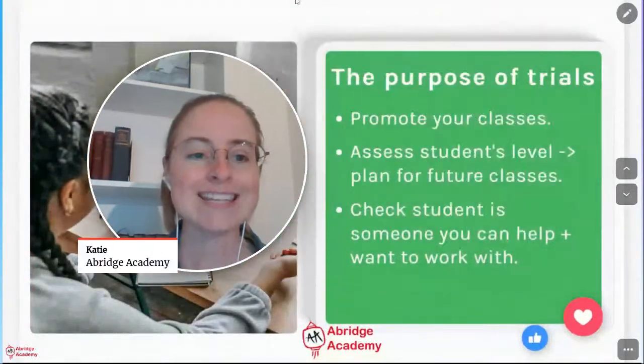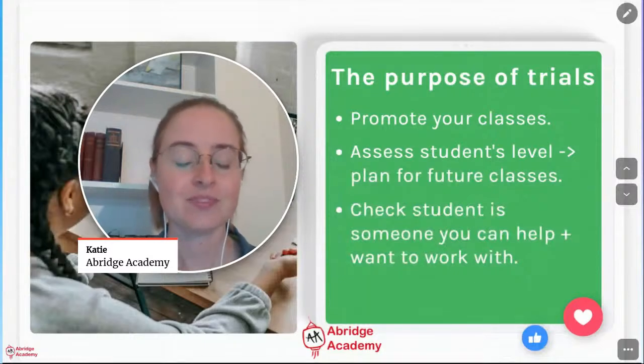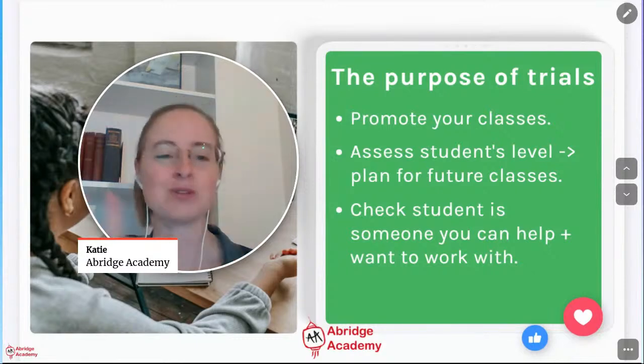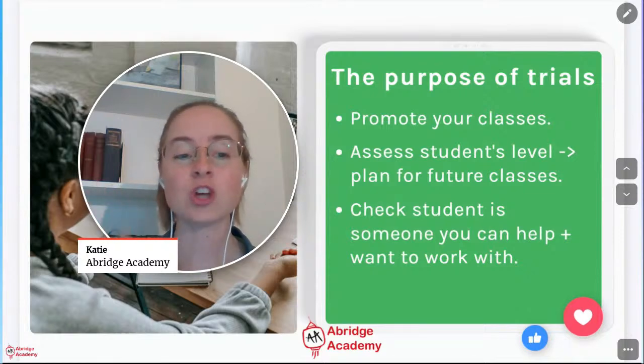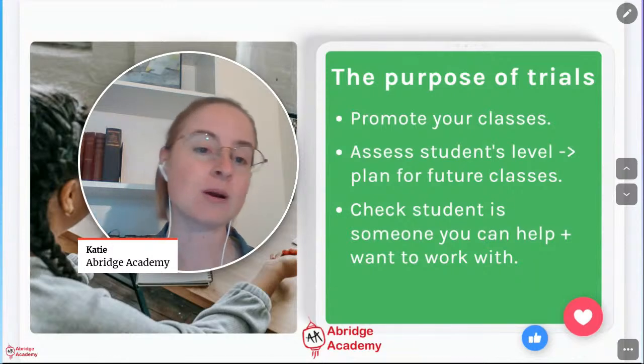But coming back to you as an independent teacher, our goal is a little bit different. And I want you to think about the purpose of these trials. The purpose of these trials is not to teach. I mean, they are to teach, okay? We don't want to not teach anything at all. We've got to show off your teaching skills. But ultimately, you're showing off your teaching skills in order to sell. And our ultimate goal is about promoting your classes.